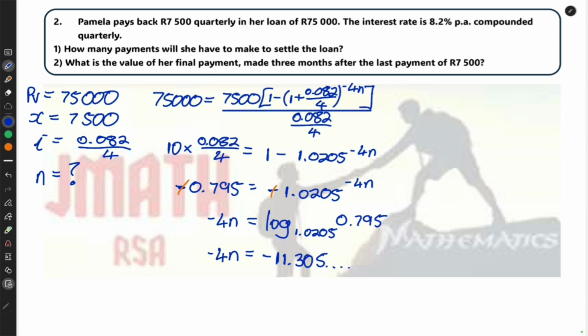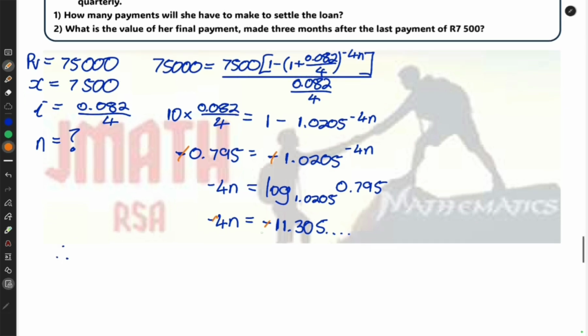Okay, so remember, we now need to tell them how many full payments of 7,500 were made. So if I get that answer of 11.3, because the minuses would cancel, and remember, I don't need to divide by 4 because I don't need to know the amount of years. So the question asks me how many payments were made to settle this loan. So from this answer, I can see there were 11 full payments of 7,500, but the last one was a bit less. So that would have needed to be 12 payments to settle this loan. 12 payments. Okay, great. Now we can get to question 2.